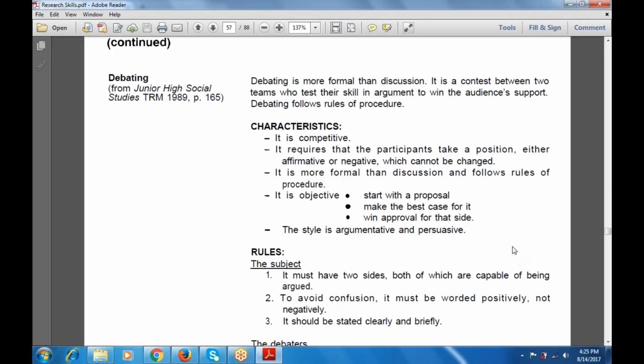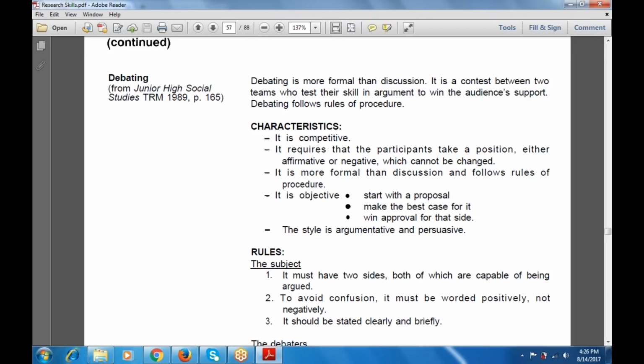Okay, shall we start again? The main characteristics of debating are that it is very competitive, follows the rules, starts with a proposal, makes the best case for it, and wins approval for that side. It is more formal than the discussion and follows the rules of procedure. It requires that a participant takes a position, either affirmative or negative, which cannot be changed. Whatever the style, it is argumentative and persuasive.